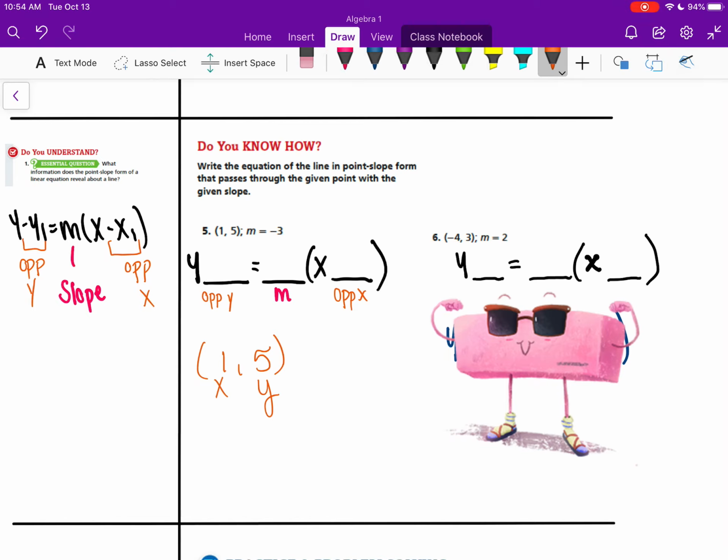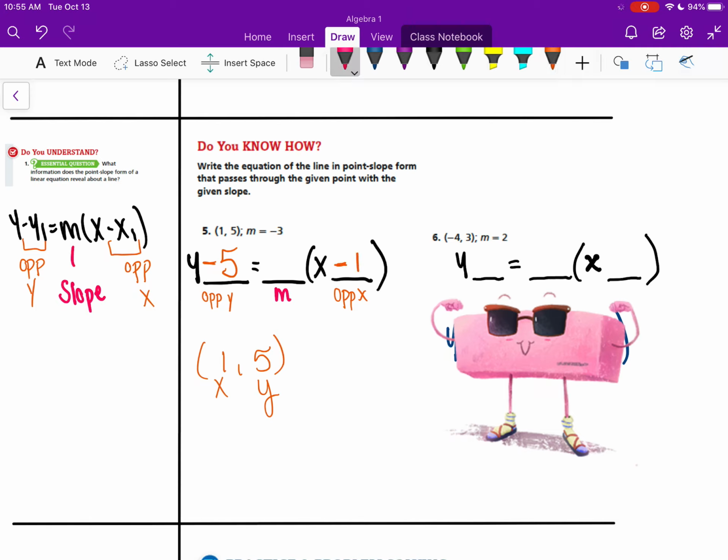So let's start to fill in those pieces, knowing that when we go into the equation, we do the opposite. So the number in our equation of the line and the number actually in the point need to be opposite. If we need to do the opposite y, this y is positive 5, so the opposite is negative 5. If we need to do the opposite x, this x was 1, the opposite is negative 1.